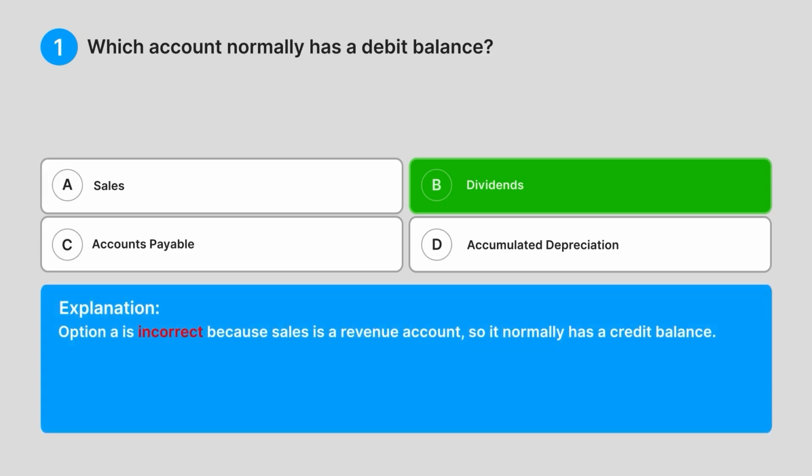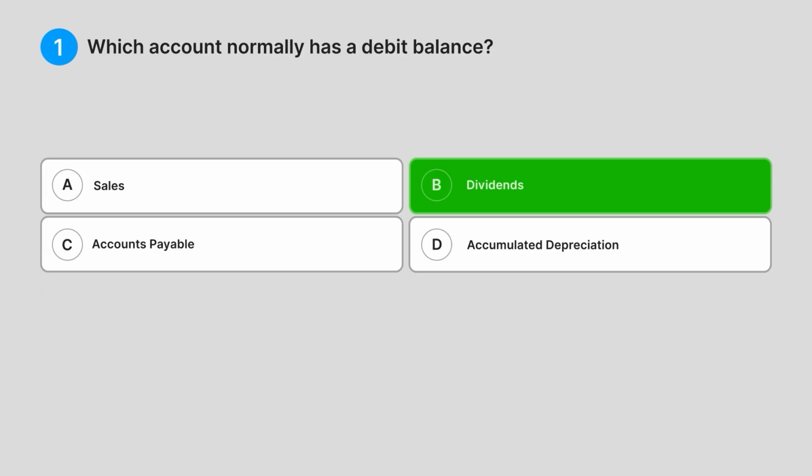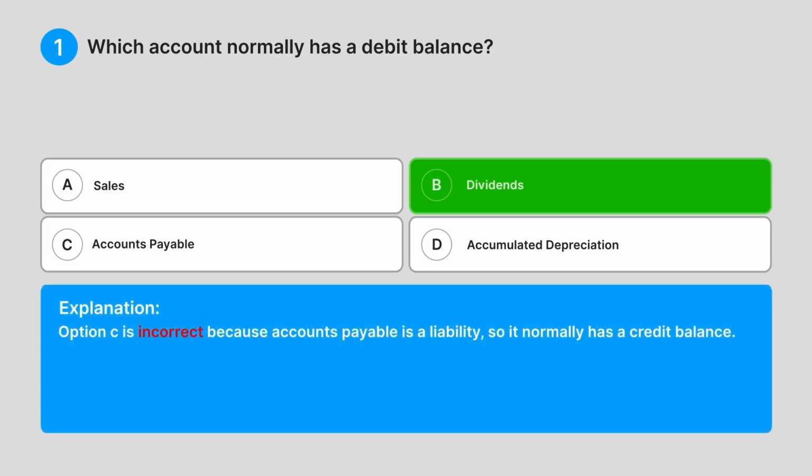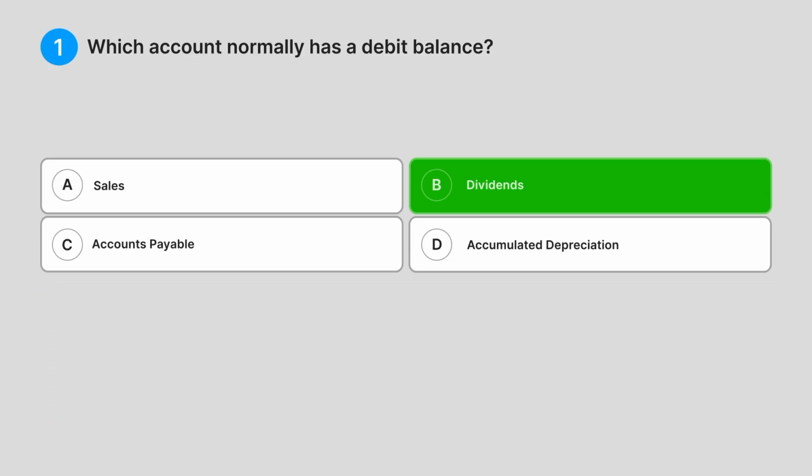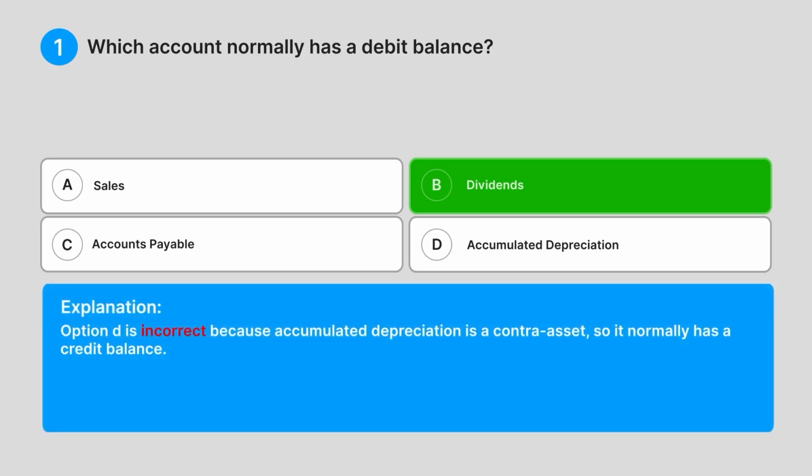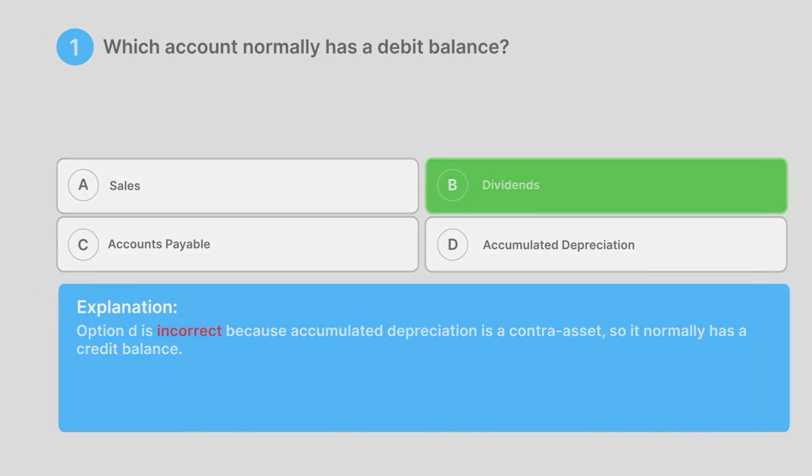Option A is incorrect because sales is a revenue account, so it normally has a credit balance. Option C is incorrect because accounts payable is a liability, so it normally has a credit balance. Option D is incorrect because accumulated depreciation is a contra asset, so it normally has a credit balance.